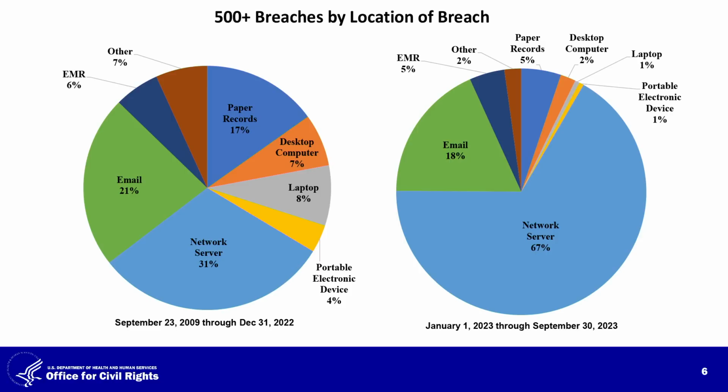In the pie chart to the right, for 2023 to date, we can see that network servers are even more dominant for large breaches at 67%, and a slight drop in email at 18%, and paper records reduced at 5%. In sum, network servers and email accounted for 85% of the large breaches reported to OCR this year.